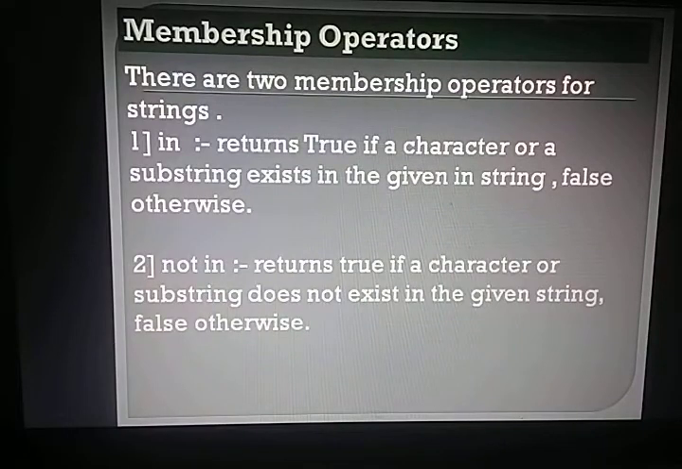Now there are two membership operators which are used for strings. First, in returns true if a character or a substring exists in the given string. When we search for something in a string, if the content is available in the string, then it will return true, otherwise it will return false. Not in is just the opposite of the in operator. It returns true if a character or substring does not exist in the given string, otherwise false.